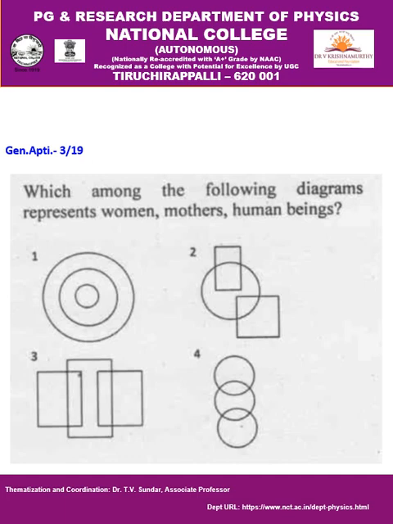The third question is based on logical diagrams. Here, a set of 3 words are given, namely women, mothers, and human beings. We have to appropriately think of a graphical representation of these 3 words and the interrelationship between them.